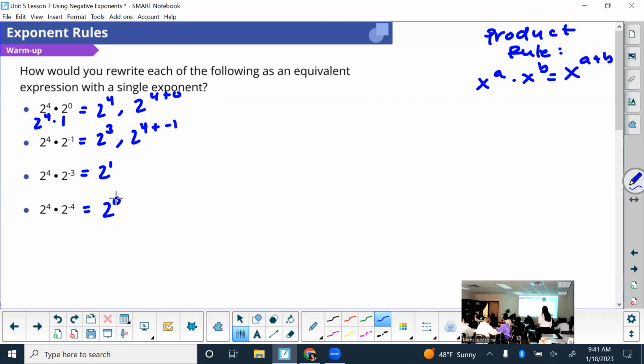So that is it. You could also simplify it to 1, but the problem was asking to rewrite it with a single exponent. So yeah, that would be with the exponent. Simplified would be what as the answer, class? It would be 1 if we simplified it, but it just wanted you to rewrite it with a single exponent, so that would be the answer. All right, questions on the warm-up?